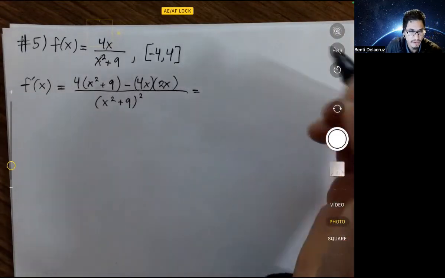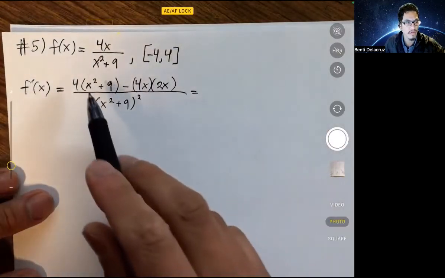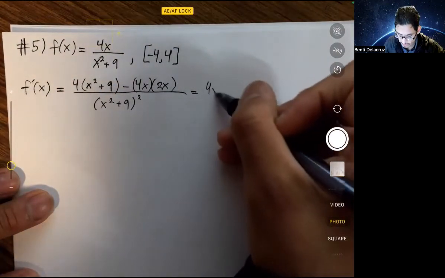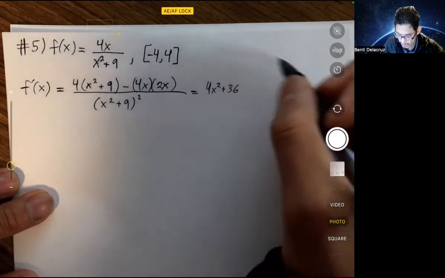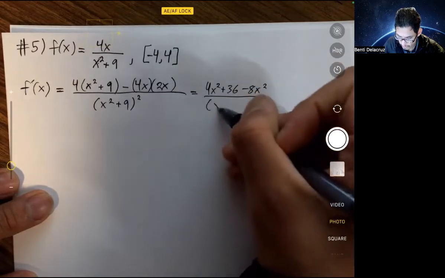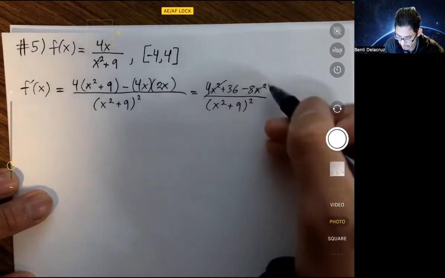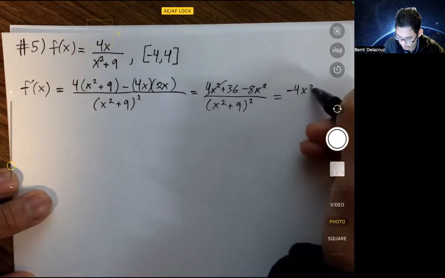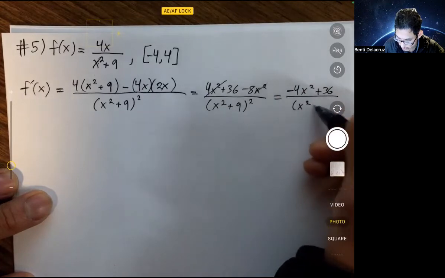And so let's reduce this. So let's go to 4x squared plus 36 minus 8x squared. And then you'll get -4x squared plus 36 over (x squared plus 9) to the second power.